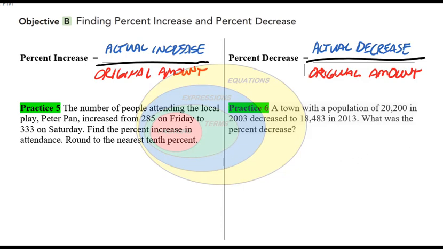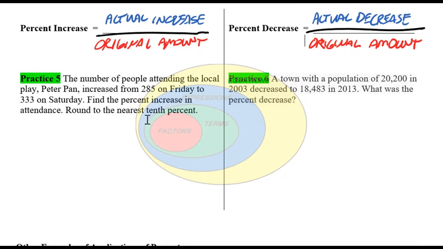So let's look through these first two here. Practice 5 says the number of people attending the local play, Peter Pan, increased from 285 on Friday to 333 on Saturday. Find the percent increase. The first thing we need to do is find the actual increase. We can do that by finding the difference between 333 and 285. So we take 333 and subtract 285, and when you do that, you get 48.